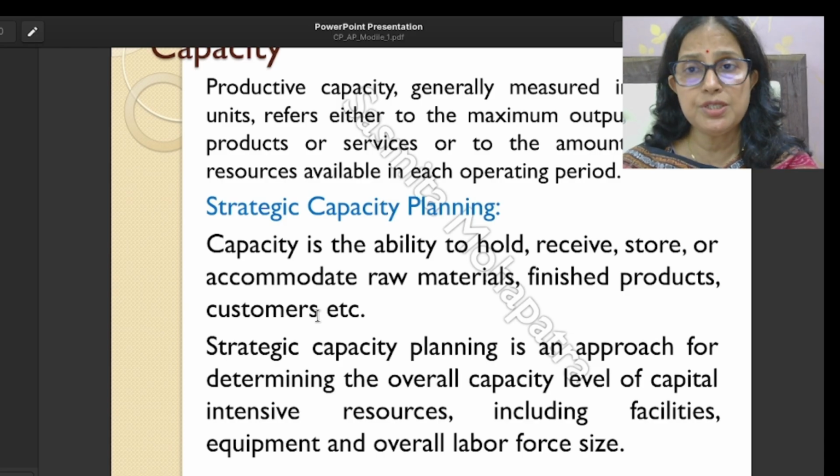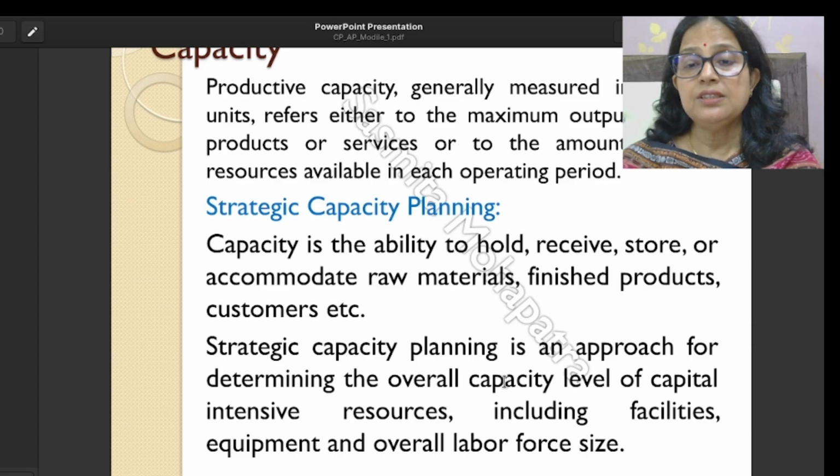When we are purchasing machines, when we are investing in land, when we are deciding the starting capacity of the workforce, all these things need a long-term decision. So that is called strategic capacity planning. Strategic capacity planning is an approach for determining the overall capacity level of capital intensive resources, meaning how much capital we are investing, including facilities, equipment, and overall labor force size.